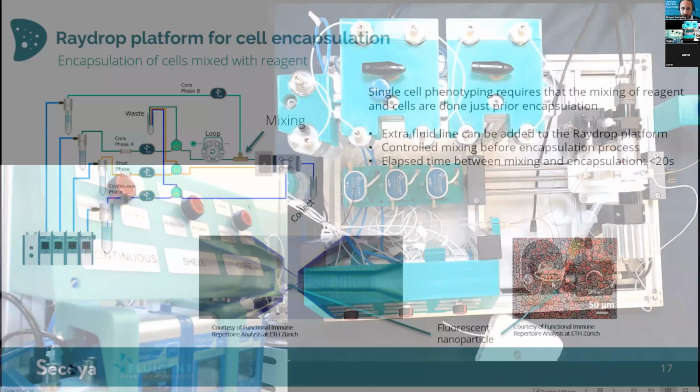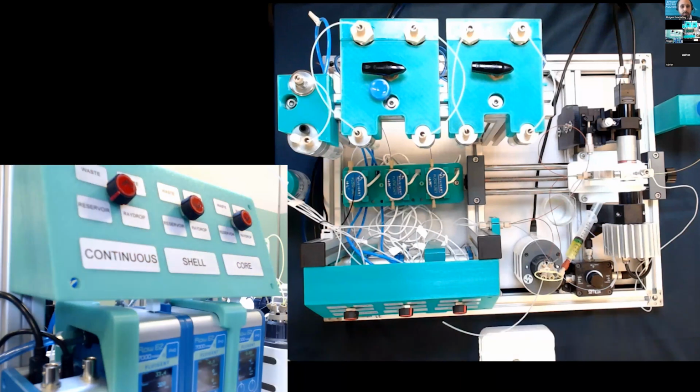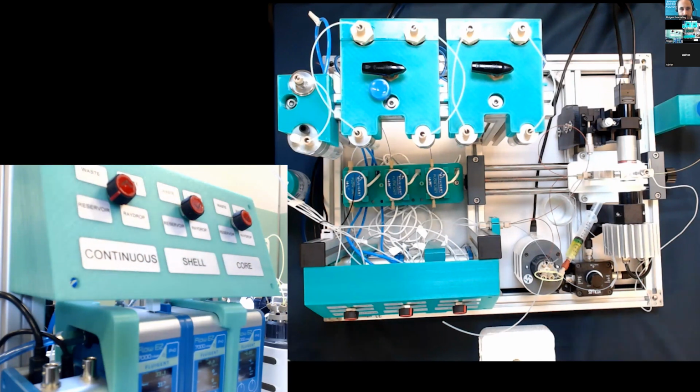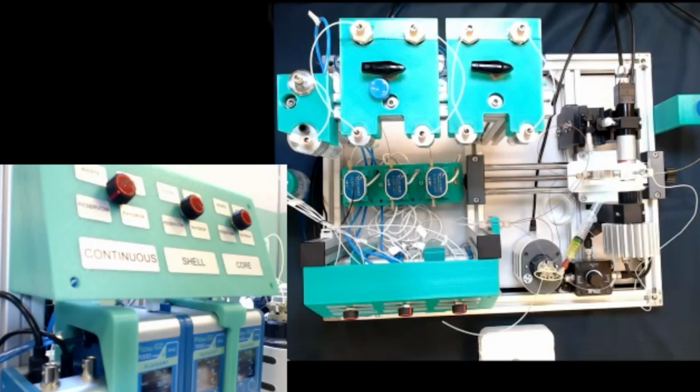So, before starting with the demonstration, I will present you the Raydrop platform from the top view, I would say. So I will first start by stopping to share screen and going with the webcam.